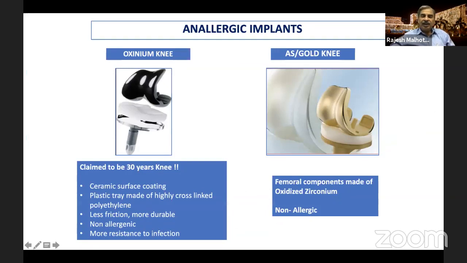A word about the anallergic implants, because if the patient has got allergy to the implants, you will need to put in either an Oxinium knee. Only the femur is Oxinium; this is titanium. And then there's something like the 30-year knee, which they say, or the AS Gold knee, which is available with the Vibron coating, which is actually also available with the lateral pivot 3D knee. But those are the advantages with them.